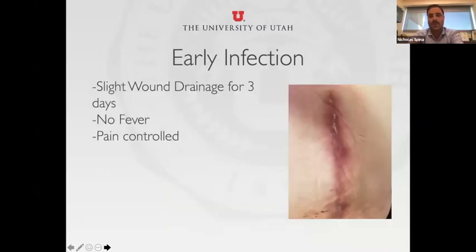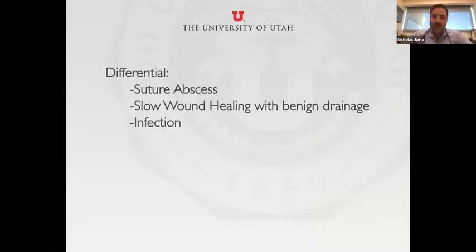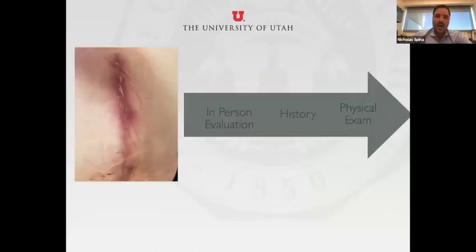What's harder though is when a patient calls, sends you a picture, you're now at about 2 weeks out, they started having some drainage from here at the midpoint of their incision for about 3 days, really no fever, no pain control issues. And really the question is, well, what is this? On my differential, I always think about these more mild presentations. Could this just be a suture abscess, which I'm hoping for? Is it just slow wound healing with benign drainage, or does this actually represent infection? And that brings us to how we can differentiate these diagnoses.